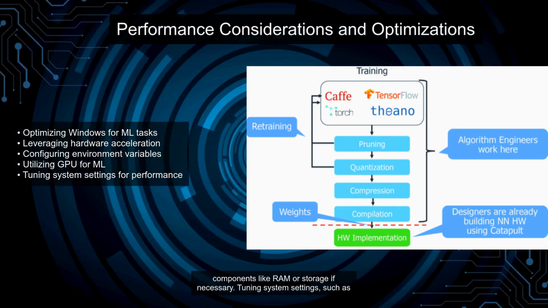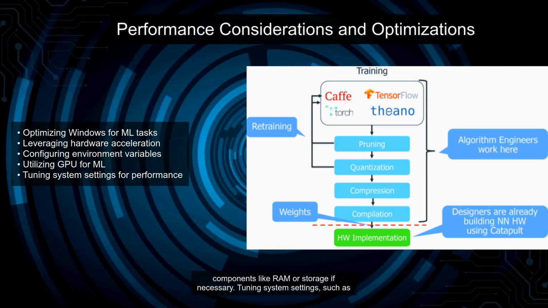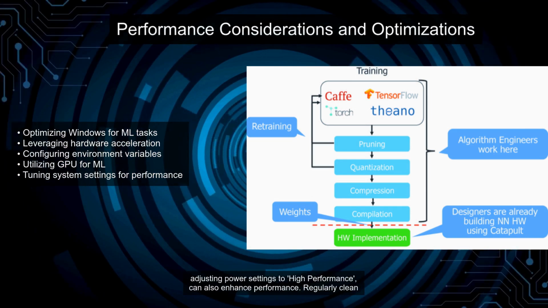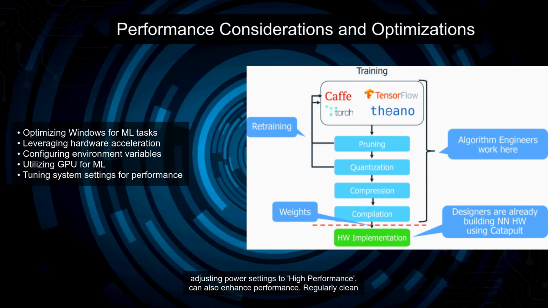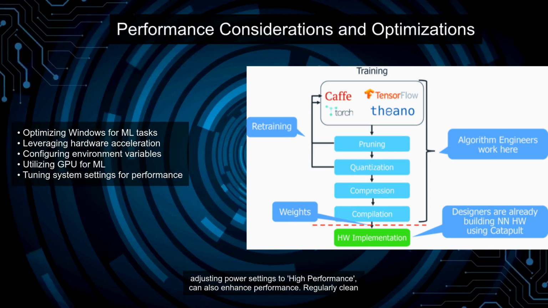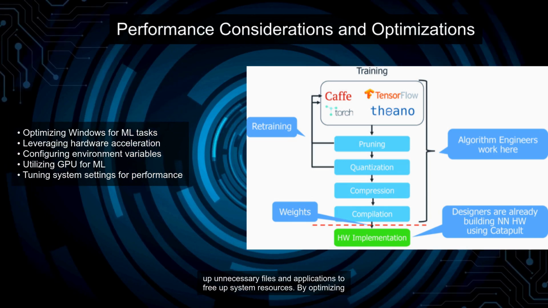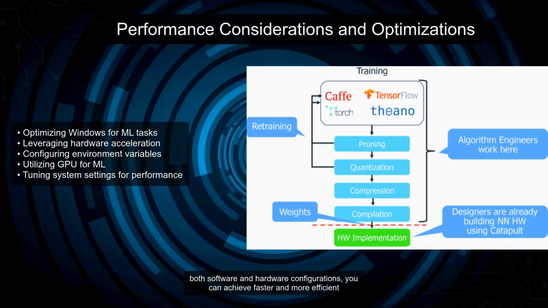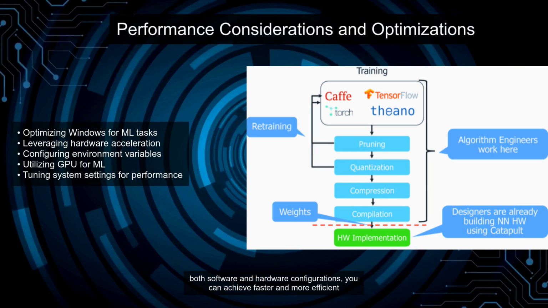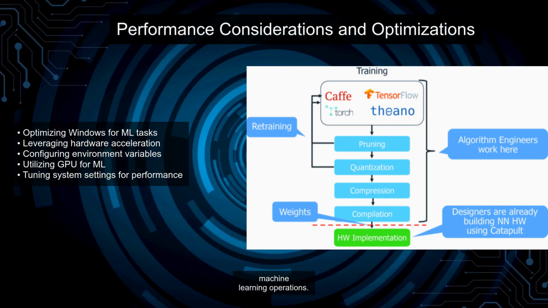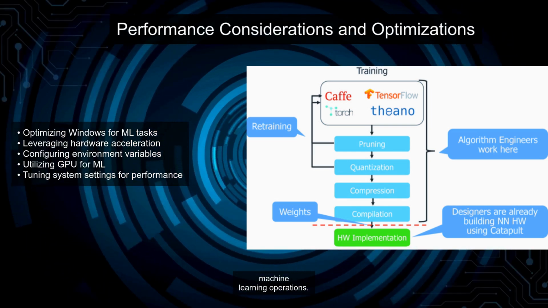Monitor system resources to identify bottlenecks and consider upgrading components like RAM or storage if necessary. Tuning system settings, such as adjusting power settings to high performance, can also enhance performance. Regularly clean up unnecessary files and applications to free up system resources. By optimizing both software and hardware configurations, you can achieve faster and more efficient machine learning operations.